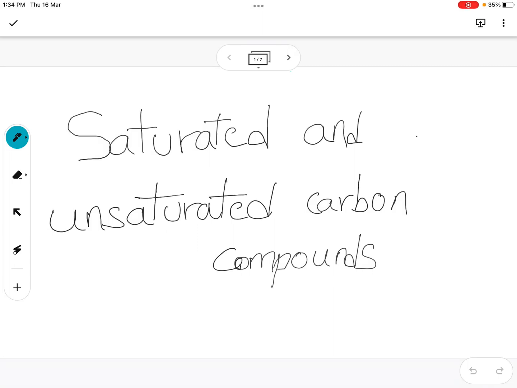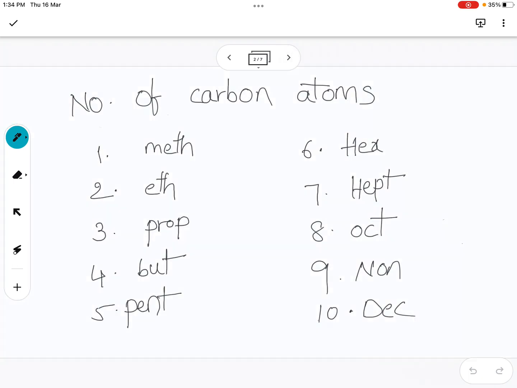Today we are going to discuss saturated and unsaturated carbon compounds. If one carbon atom is present in the carbon compound, we call it meth. If two carbons are present, we call it eth. If three, prop. If four carbon atoms are present, but, and five, pent.